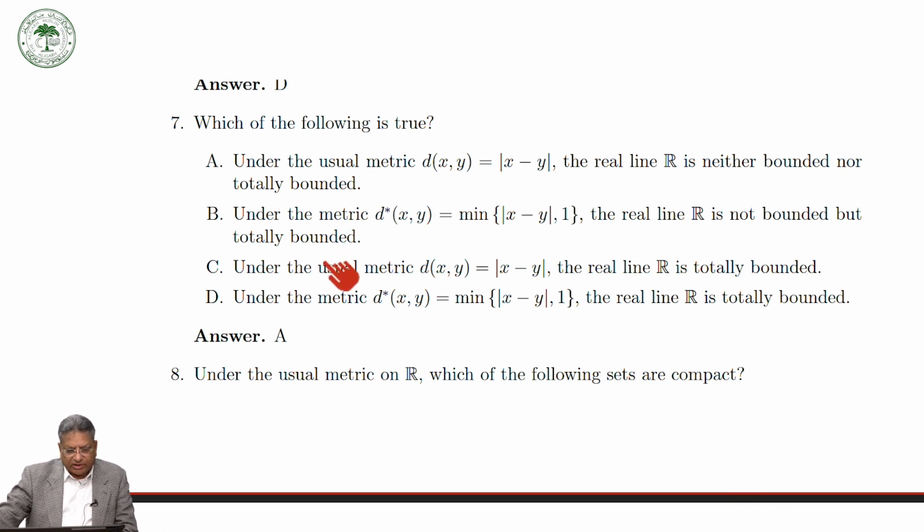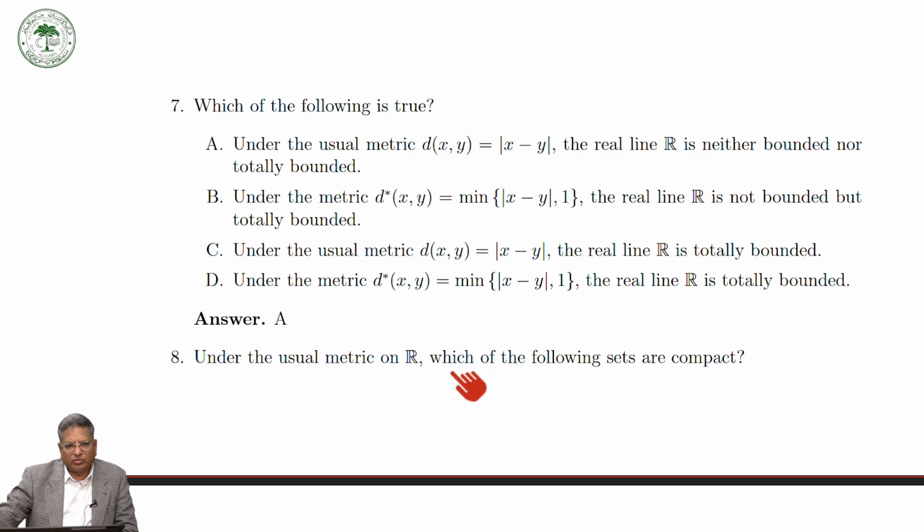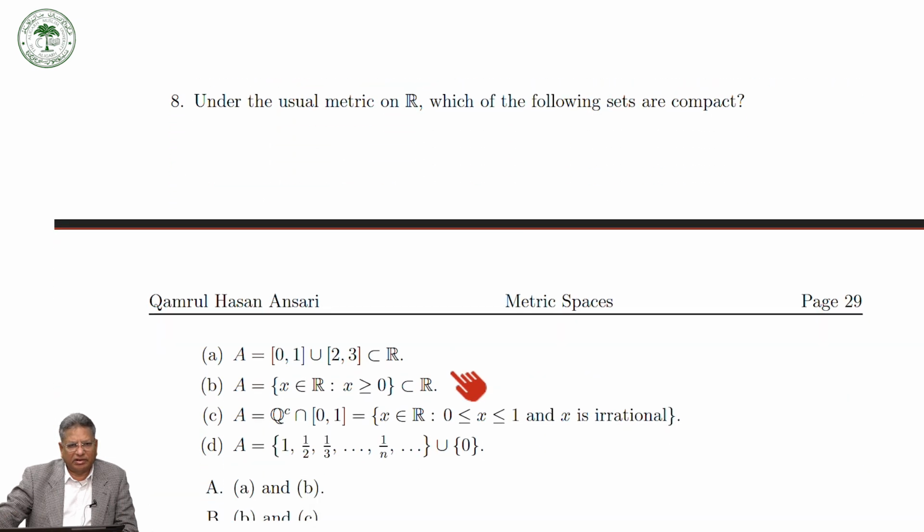The second one: under the usual metric dxy, the real line R is bounded. No, it is not true. The real line is neither bounded nor totally bounded. This is not totally bounded. And with respect to this, is the real line totally bounded? No, this is also not true. So the usual metric space R with the usual metric is neither bounded nor totally bounded. So the answer is A.